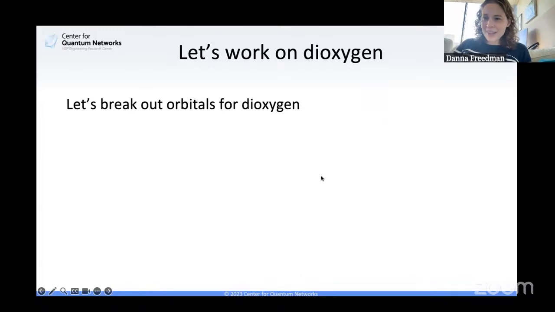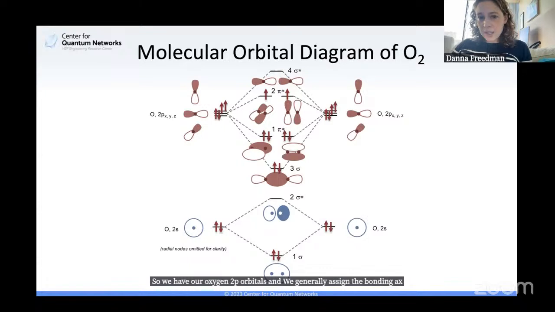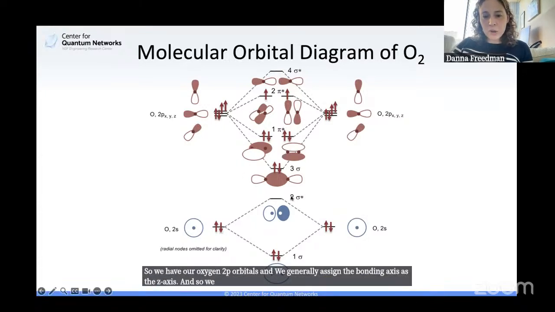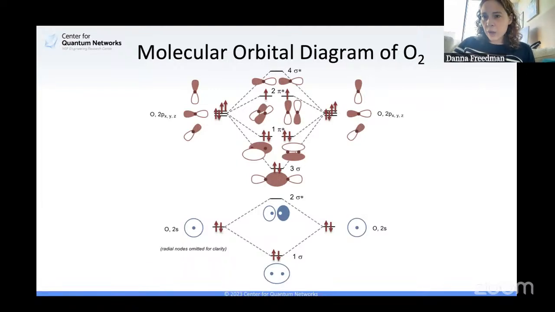Okay, let's move to our actual diagram. So we have our oxygen 2p orbitals, and we generally assign the bonding axis as the z-axis. And so our 2pz forms our sigma orbitals, and what we can see with our molecular orbital picture is our pi orbitals indeed have two unpaired electrons.